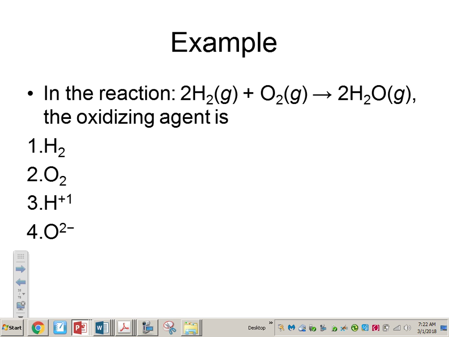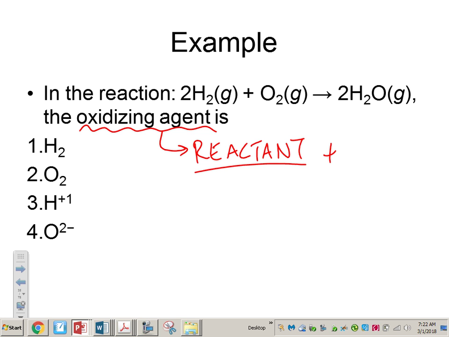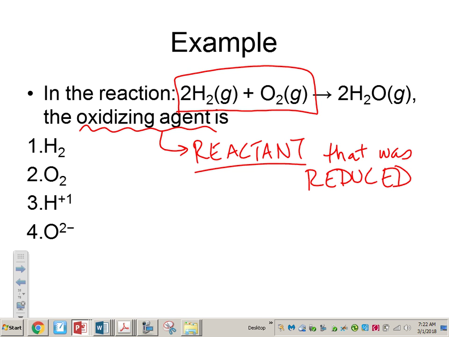So we're just going to look at two problems with this. In the reaction shown there, the oxidizing agent is what? So interpreting the problem, if it asks for the oxidizing agent, that means it's asking for the reactant that was reduced. So right away, because it's asking for a reactant, your choices are limited to these two things. So I'm going to cross off things that are products, basically things that are not reactants. Right, I'm limited to the H2 and the O2.